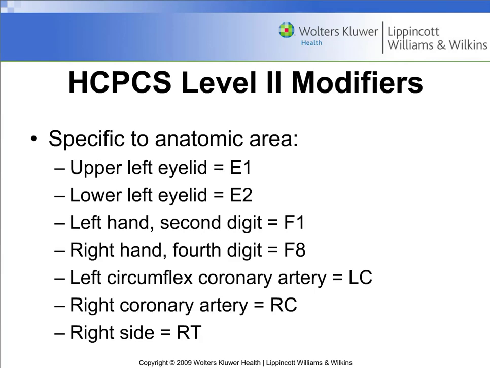Okay, HCPCS level 2 modifiers. You do have them that are specific to the anatomical area. The upper left eyelid is E1, lower left eyelid E2, left hand second digit F1, right hand fourth digit F8, left circumflex coronary artery is LC, right coronary artery is RC, the right side of the body or the organ that's being addressed is RT.